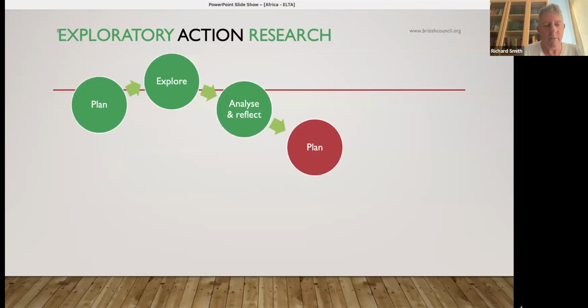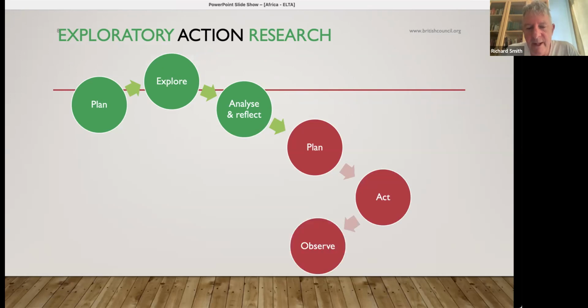So what they did next was action research after exploratory research. They planned a new action this time, which was to have meetings with parents. So they acted on that. What I'm describing here is action research. They observed what happened. So they saw what happened.